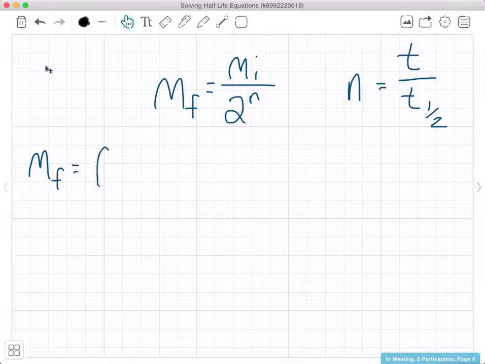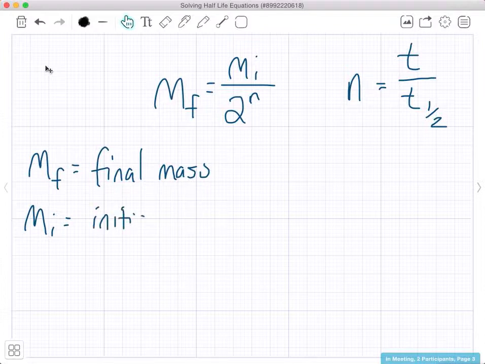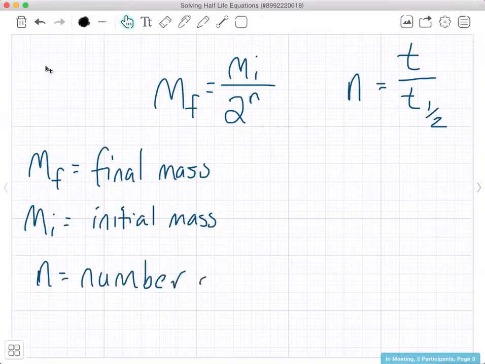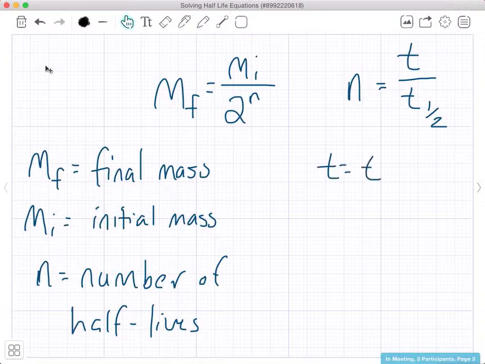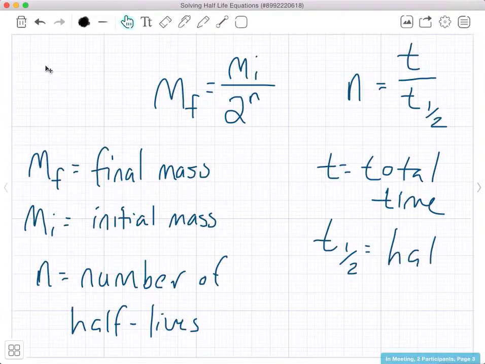M sub F is going to be the final mass, so that's the mass after the substance has decayed. M sub I is the initial mass, so that's the amount of mass you have before decay has started, at the very beginning. N is the number of half-lives. Then we have T, your total time, so however long has passed, and T sub 1/2 is the half-life length.